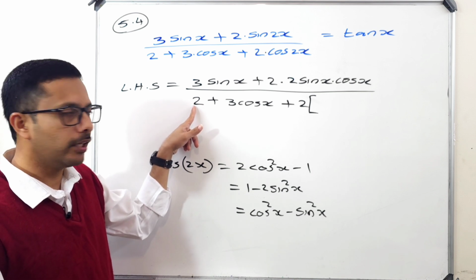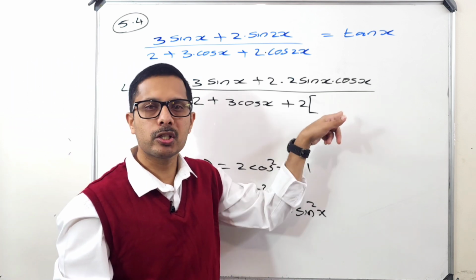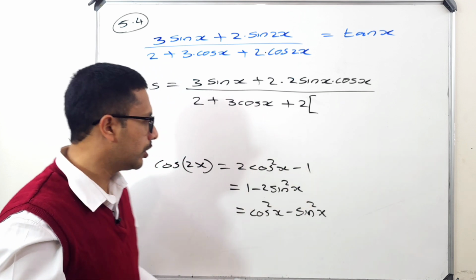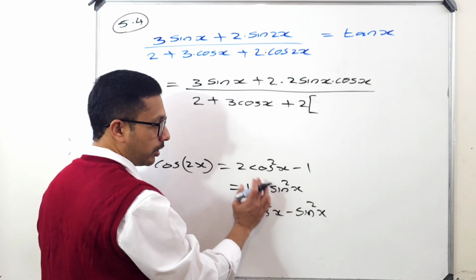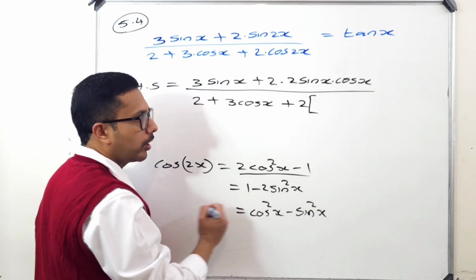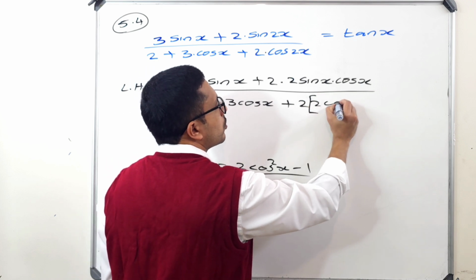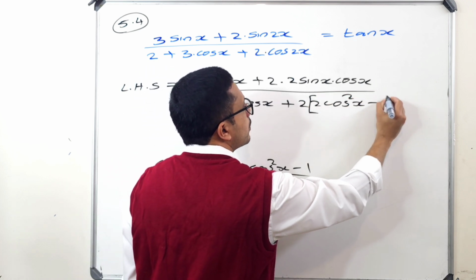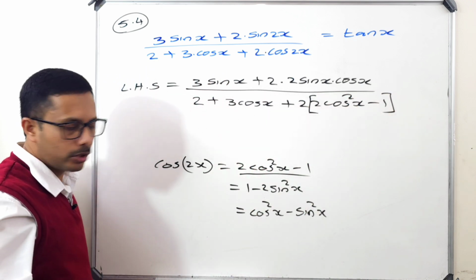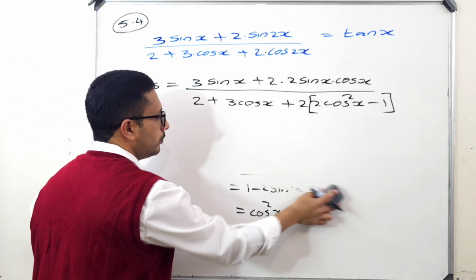Can you see there is a positive 2 here? What can you do there? Yeah, that positive 2 and this minus 2 are going to cancel. So which formula am I going to apply here? Not this one. I am going to apply this formula. Okay, so it is 2 cos square x minus 1. Okay, so let's move to the next step.